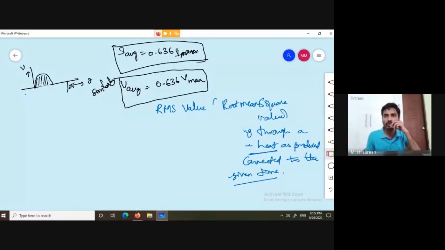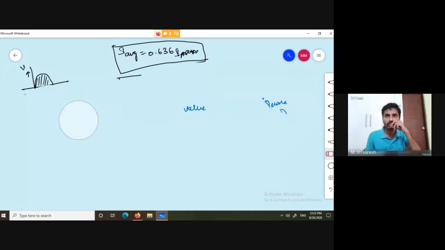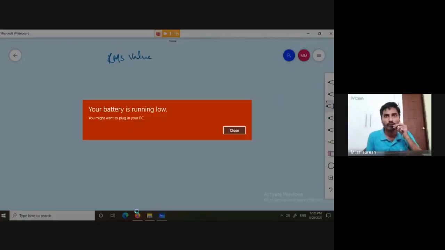So this is the definition of the RMS value. Now we'll see about the RMS value derivation for an alternating quantity, alternating current. Wait for one time. I will switch on my.